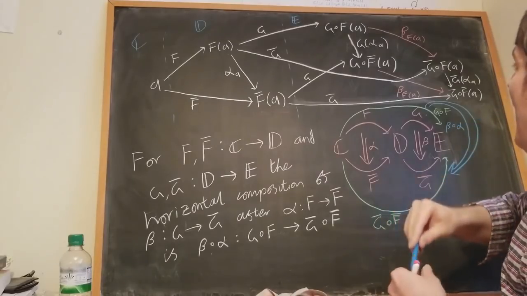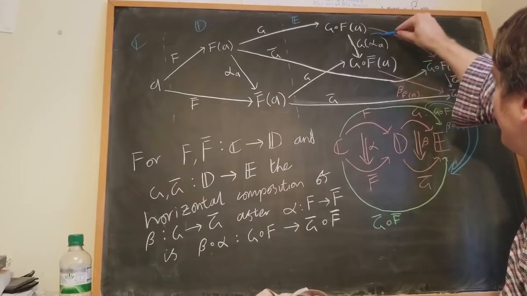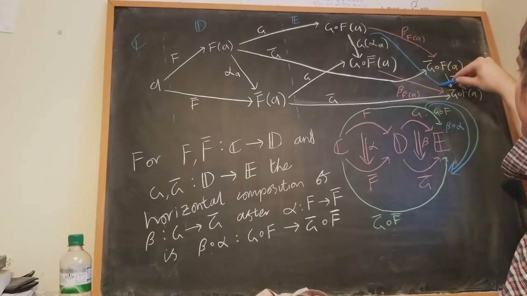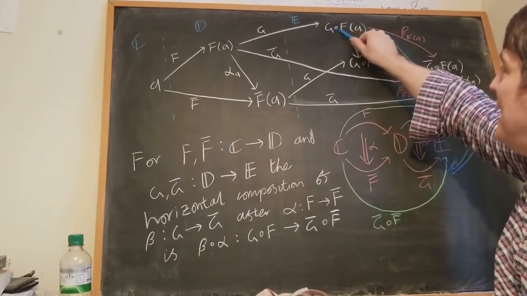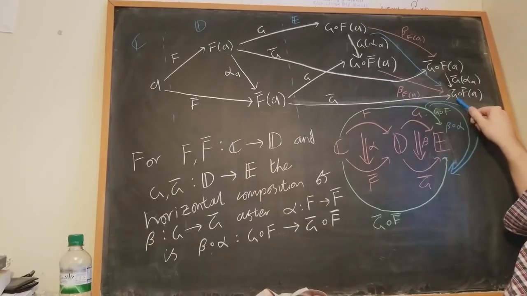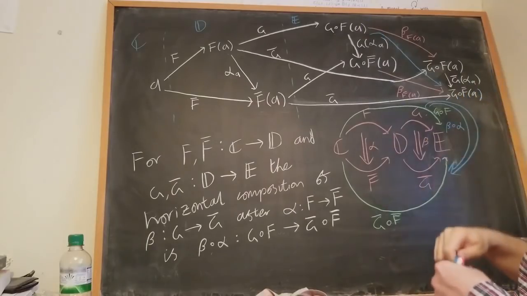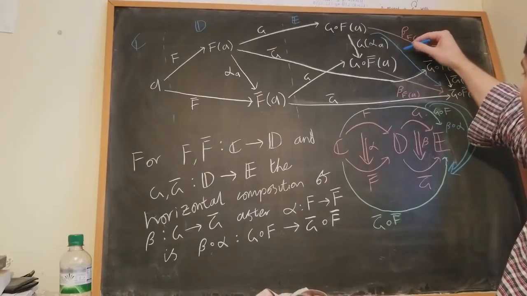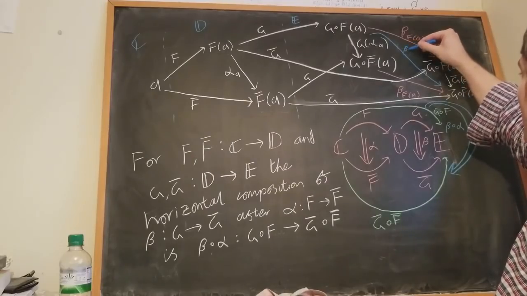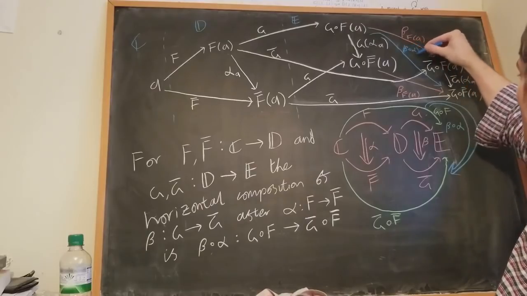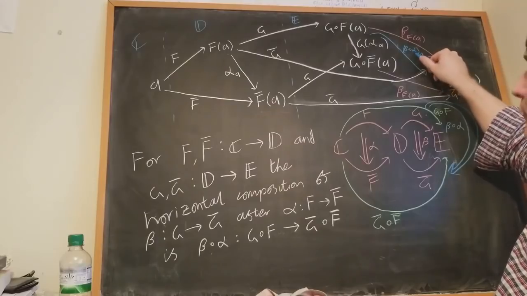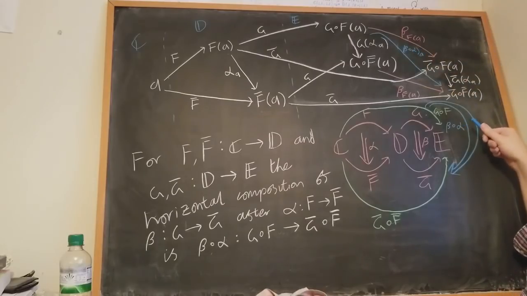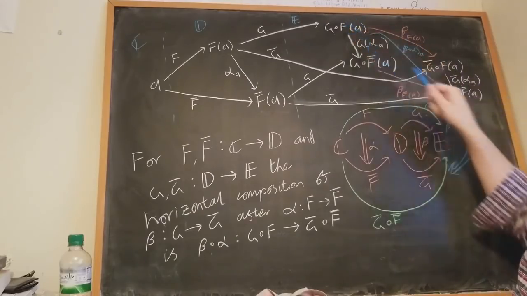Well, how about this arrow here? This arrow goes from G after F of A to G bar after F bar of A. So why don't we just call this beta after alpha of A? So this is the Ath component of this horizontal composition of these natural transformations. So it's an arrow from here to here.